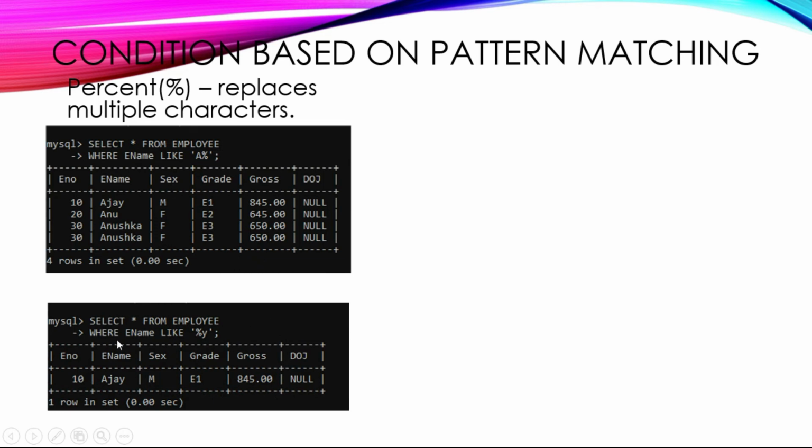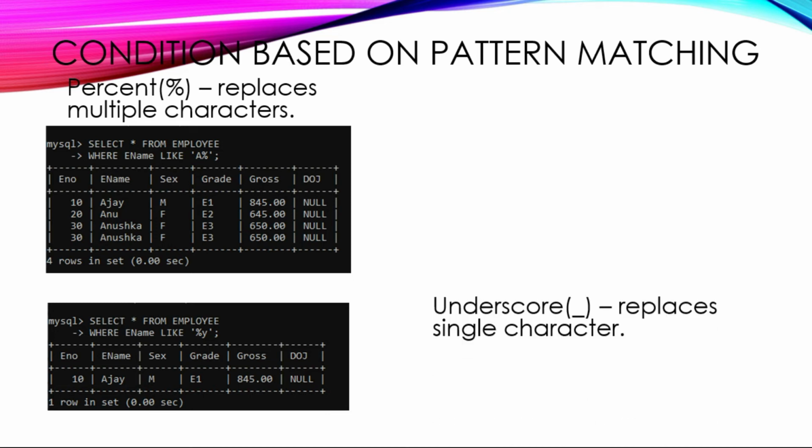One more example. I'm going to write ename like %y. इसका मतलब है the last letter of the word should be Y. Whatever letters are there in the rest is acceptable. So here in the output, last letter जिसका Y से end हो रहा है, that is your Ajay. So that is the output. This is about percentage. Percentage replaces multiple characters.